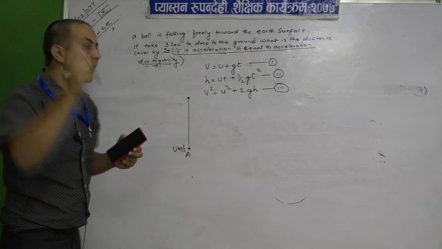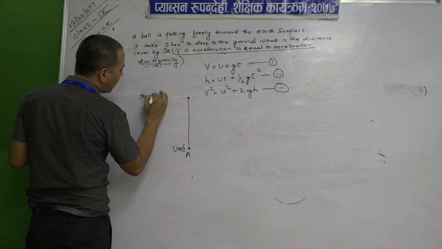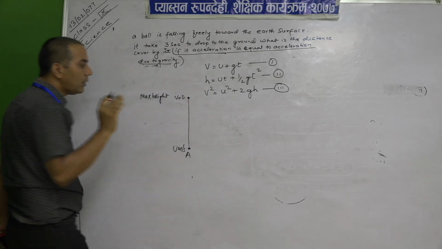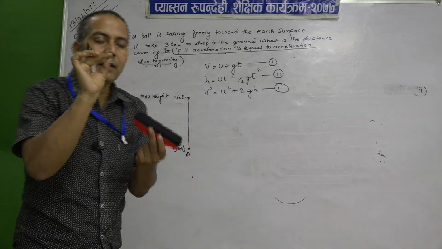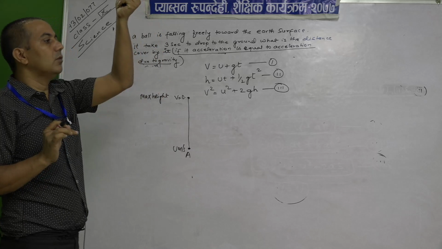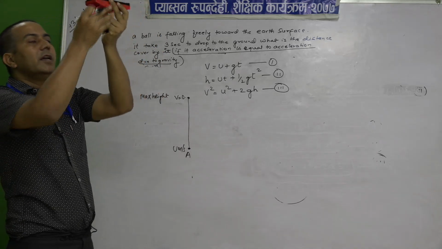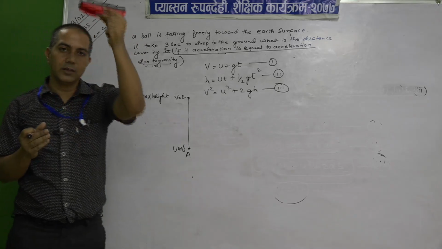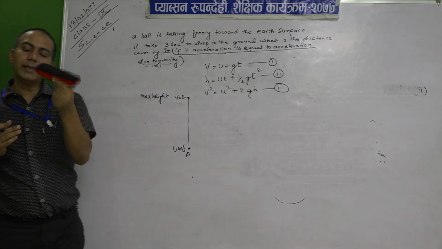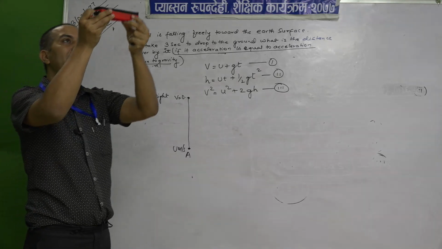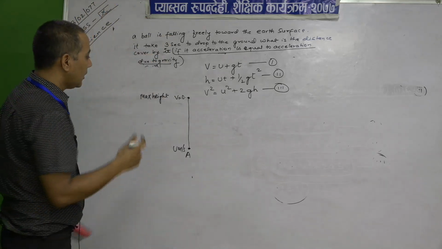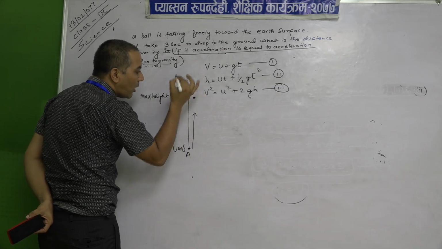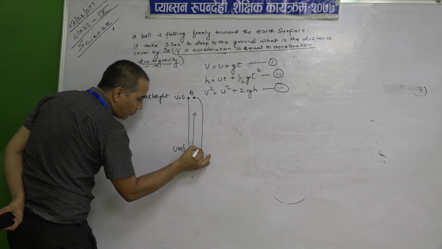And at the maximum height, what happens? At the maximum height, the v will be 0. It will be at rest for a few seconds, because it will not go upward. Why? Because it is pulled by gravity, acceleration due to gravity, pulling downward. Therefore, it cannot go upward. So, at the maximum height it comes to rest, again it falls down. Means the object will move upward and reach a certain point, B point, and again it comes downward.